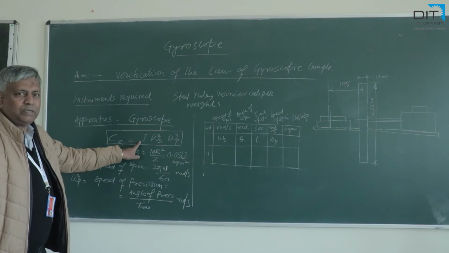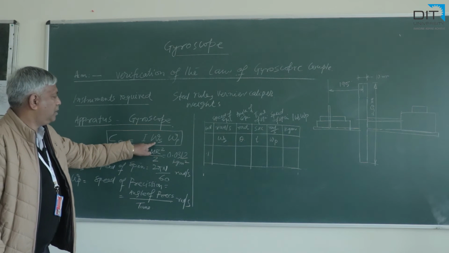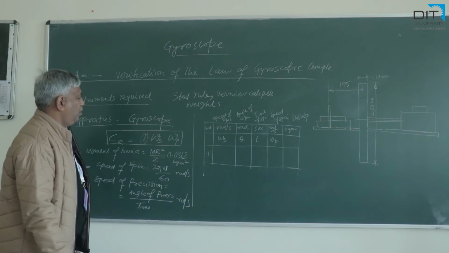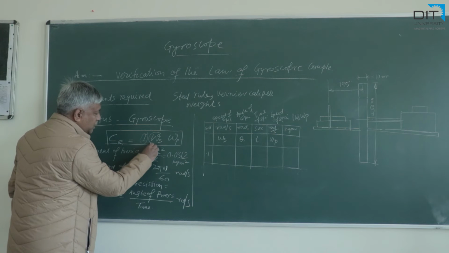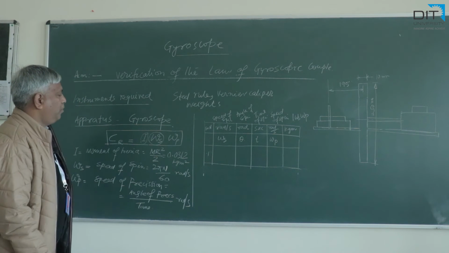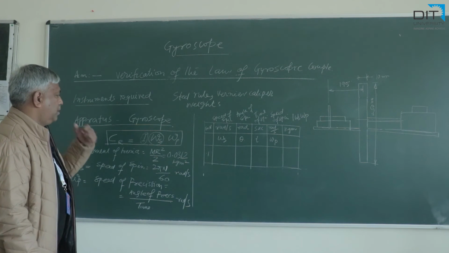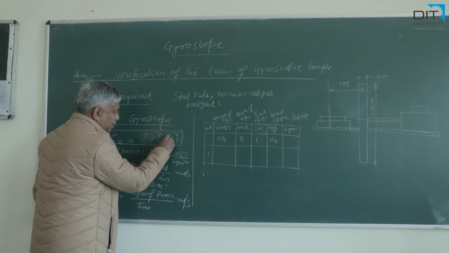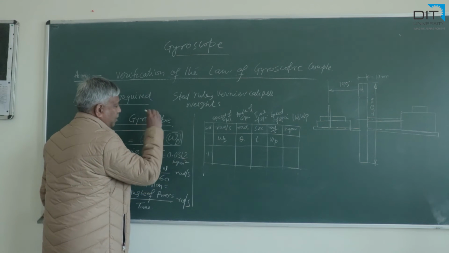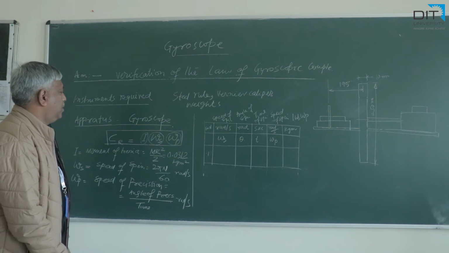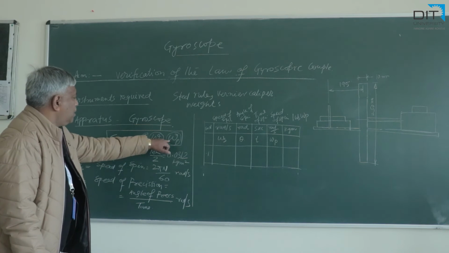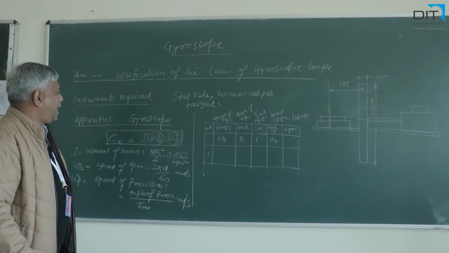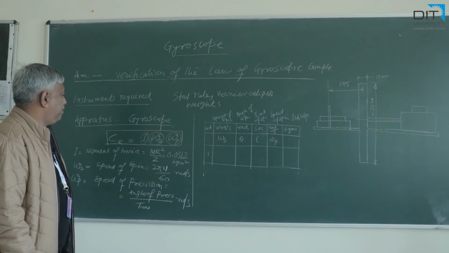I is the mass moment of inertia, not of the system, only of the spinning wheel. Omega S is the angular speed of the wheel in radian per second. Omega P is the precession of the axis of the spinning wheel. So basically 3 parameters are there. The first parameter is a constant for all the experiments you are going to perform on this setup.